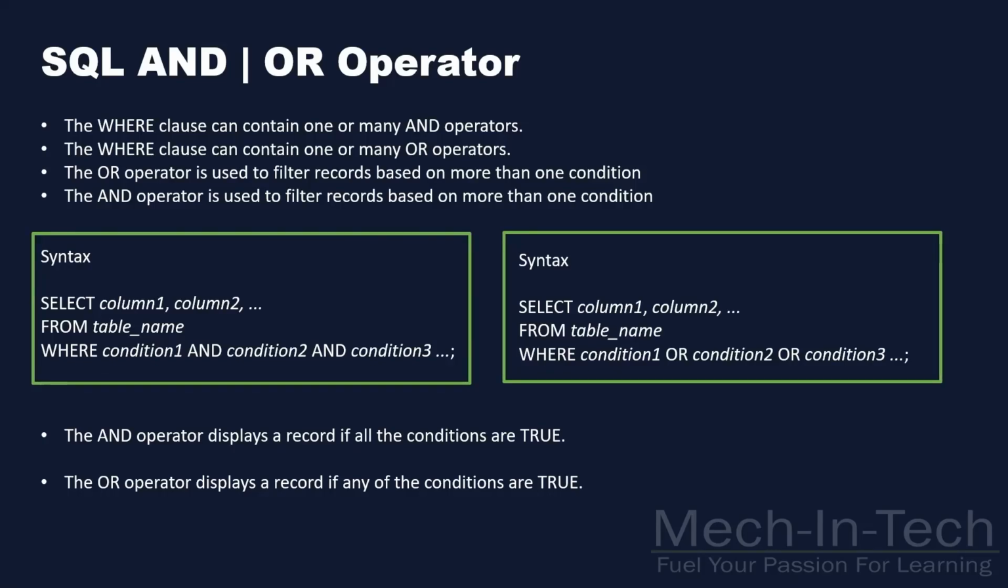So in this video we are going to see a few logical operators, and let's start with the AND OR operator. The where clause can contain one or many AND operators and one or many OR operators. The OR and AND operators are used to filter records based on more than one condition. The AND operator displays a record if all the conditions are true, and the OR operator is used to display a record if any condition is true.